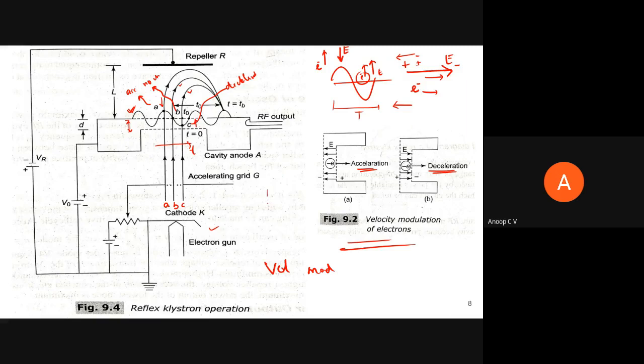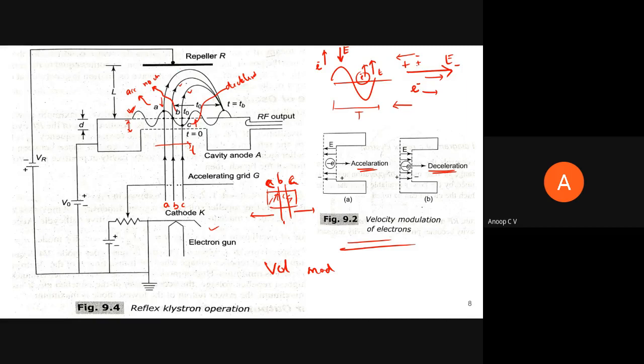It was a bunch of electrons initially, moving together. But what happens is, if this is A's, B's and C's, A's will be accelerated, B will be kept at the same time, C's will be decelerated. So there will be debunching, right? That's what you have seen here.